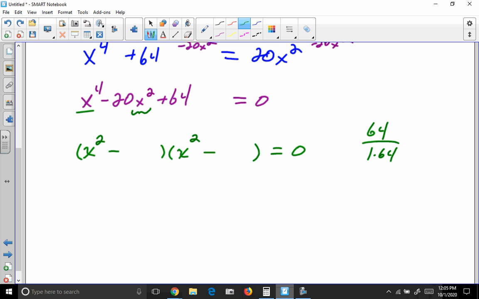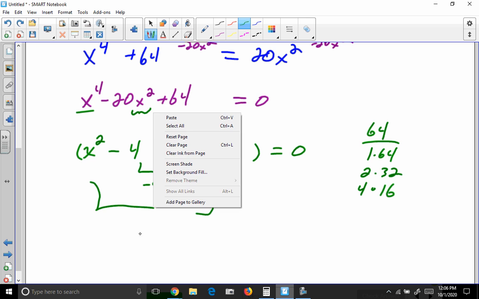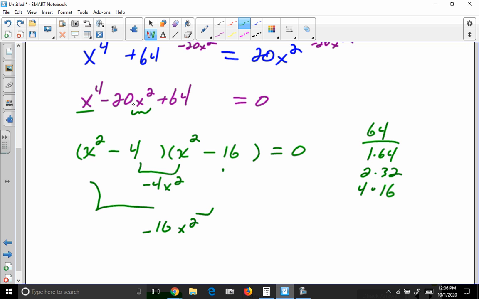So 1 times 64 doesn't add to make 20. 2 times 32 doesn't add to make 20. 3 doesn't go into it, but 64 is 4 times 16. That adds to make 20. So now we have that factored. If we were to check, we would have x squared times x squared, which is x to the fourth. -4 times -16, which is positive 64. That would be minus 4x squared, and this would be minus 16x squared, which would make our minus 20x squared in the middle.